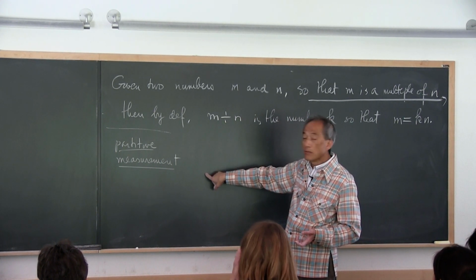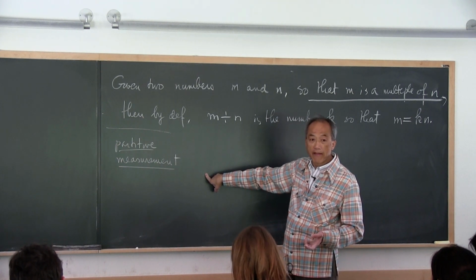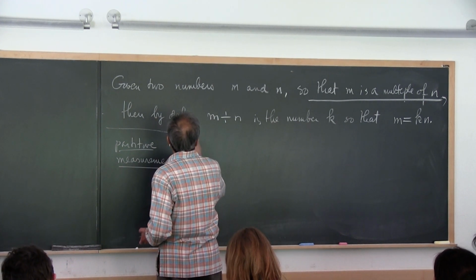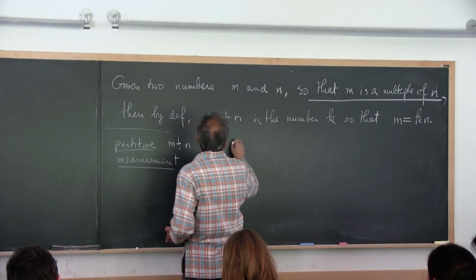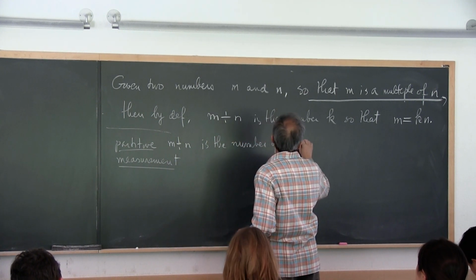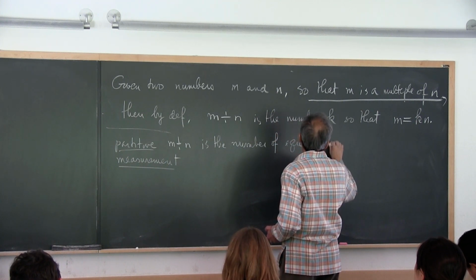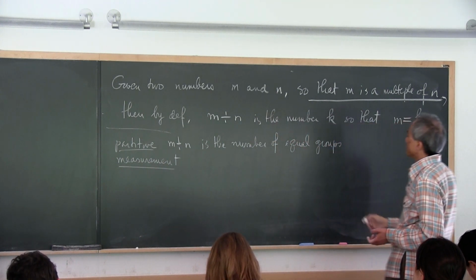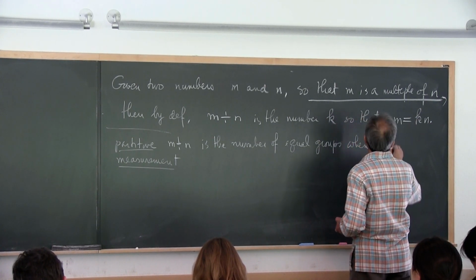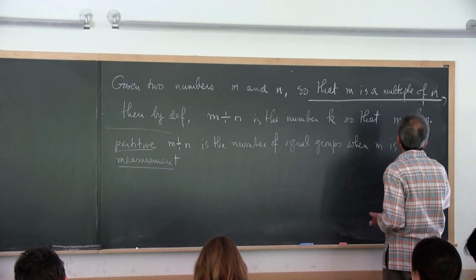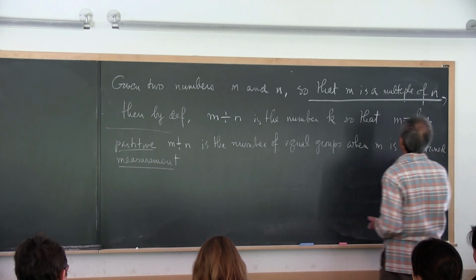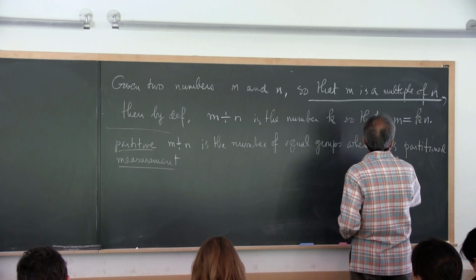Okay, so with this understood, I'm going to explain to you what's meant by the partitive interpretation, what's meant by the measurement interpretation. Partitive means m divided by n is the number of equal groups when m is partitioned. I want to avoid the word divide, all right? Into n equal groups.